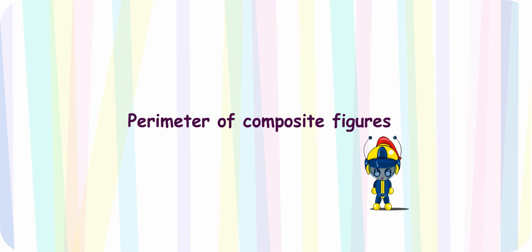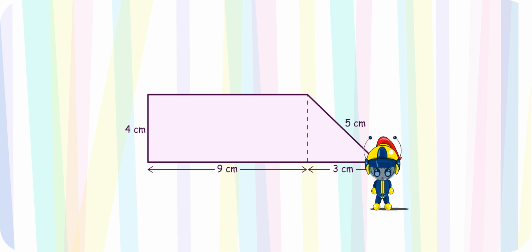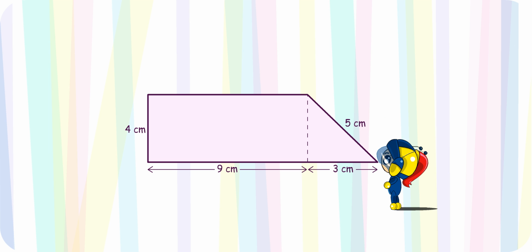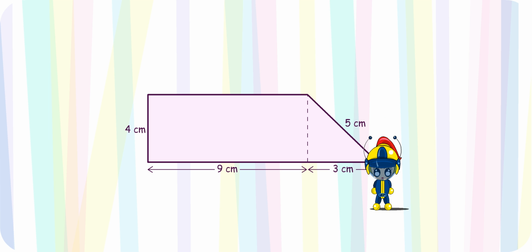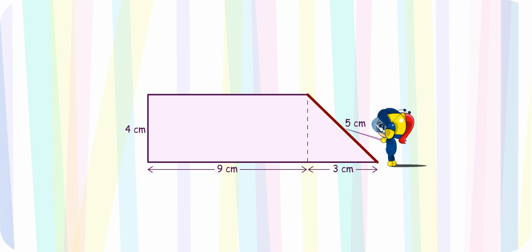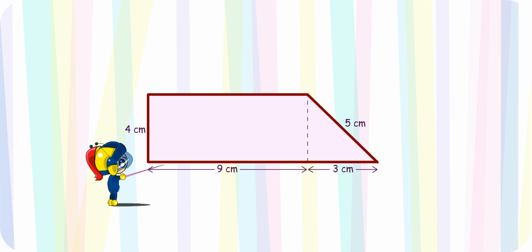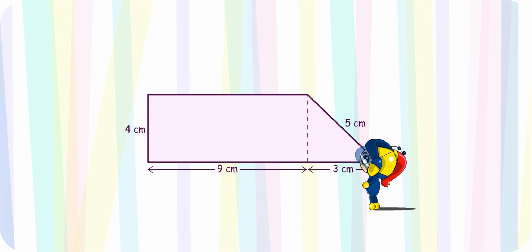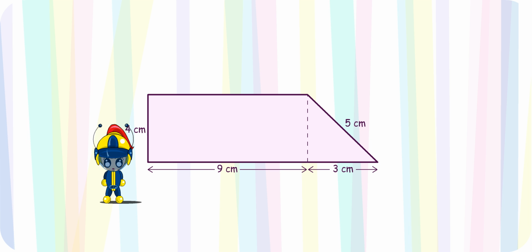Now we are going to learn how to find the perimeter of composite figures. Turbo Girl, can you trace the perimeter of this figure for me? Okay, here we go. Good. Turbo Girl, do we have all the measurements to calculate the perimeter? No, one of the sides is not given.